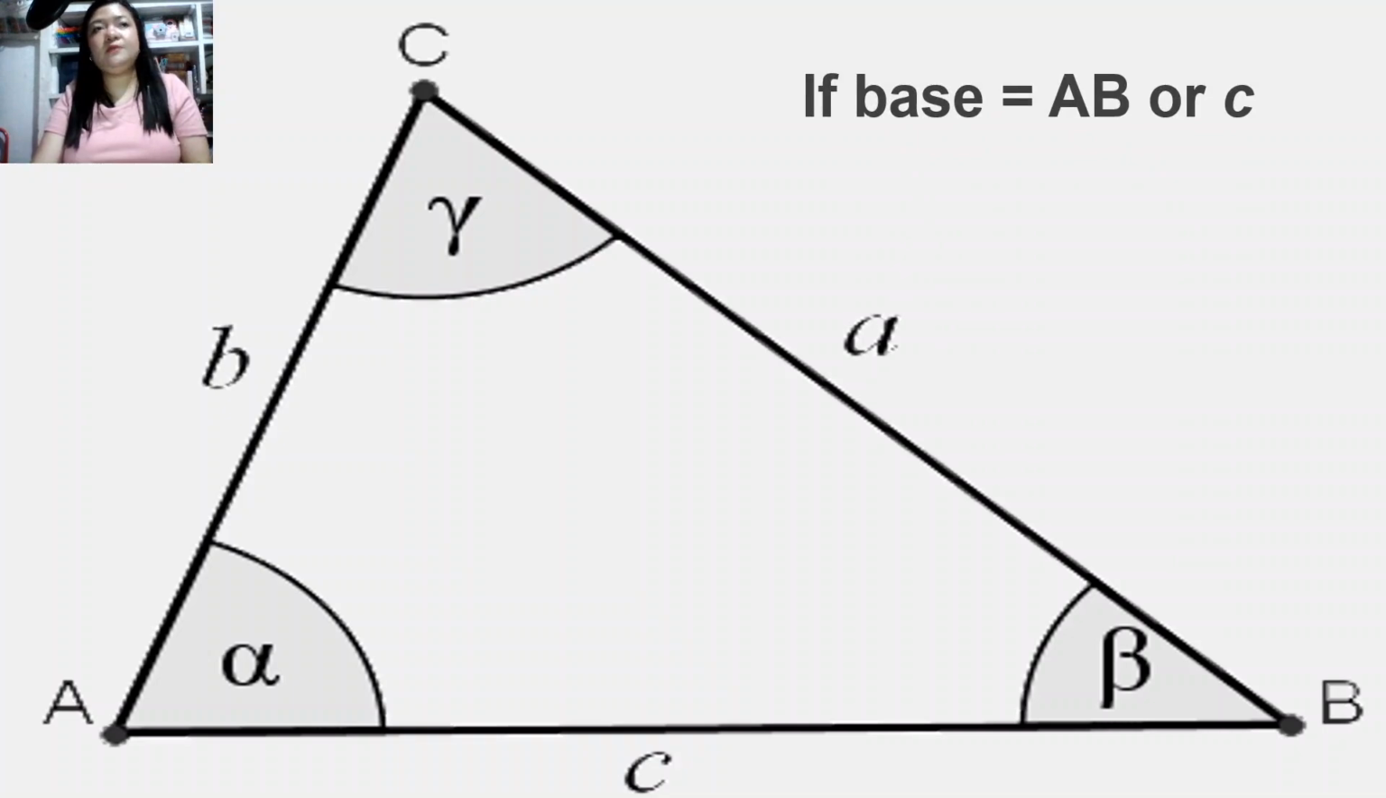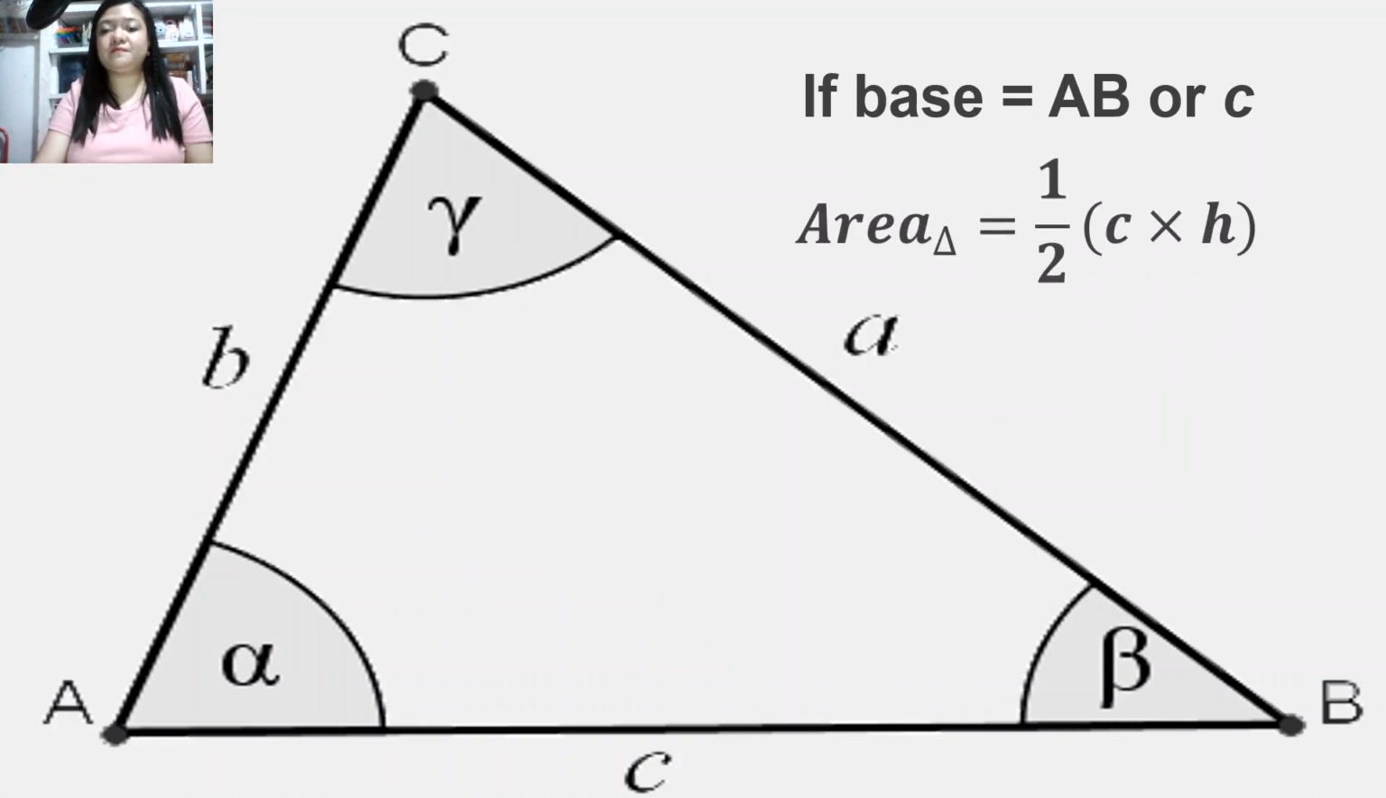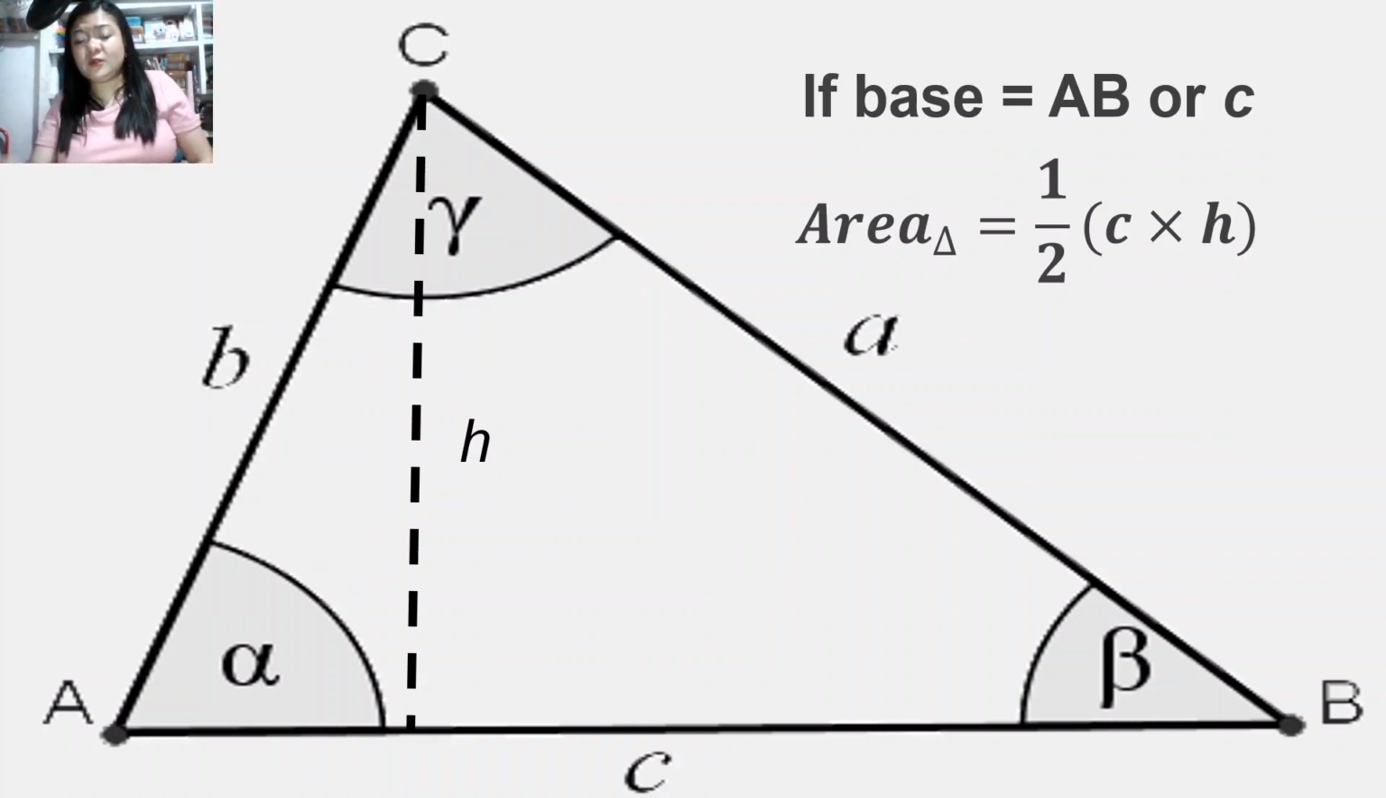If base is equal to AB, or in this case our side C, the area of the triangle will be equal to 1/2 times the product of C and H. And what is H? H is the height, and the height of any triangle is the line perpendicular to its base. Here's our height. So how are we going to solve for the area of triangle ABC given that our base is C?